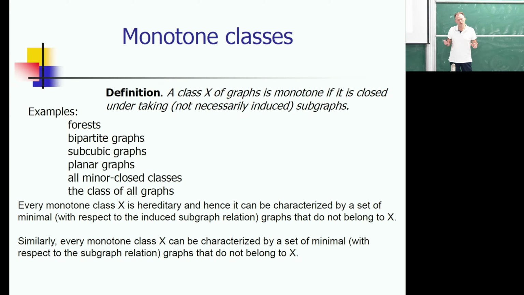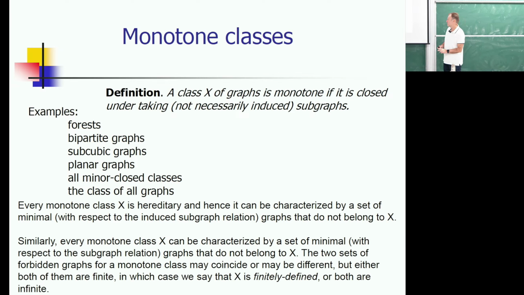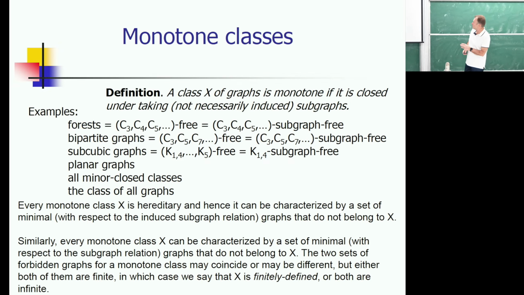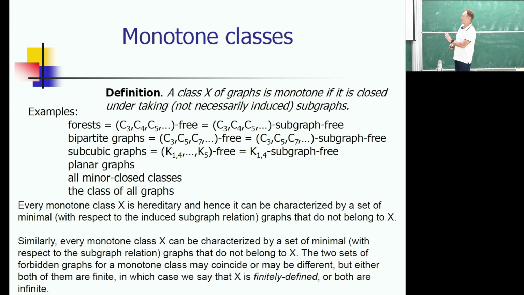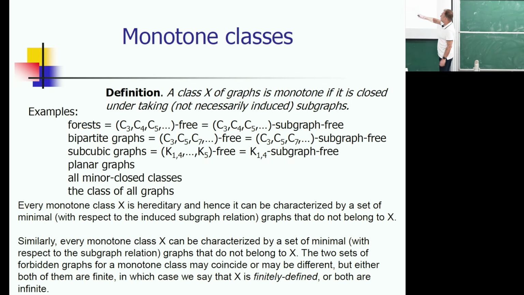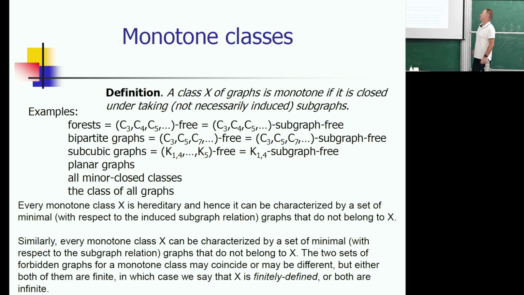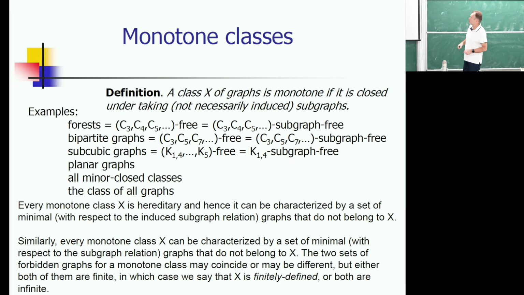The two sets, forbidden subgraphs and forbidden induced subgraphs, may coincide or may be different, but what is important for us is that either both of them are finite, in which case we will say that our class is finitely defined, or both of them are infinite. For instance, in the case of forests, the two forbidden sets coincide. In both cases, I use the word free for forbidden induced subgraphs, and subgraph free for forbidden subgraphs. So in both cases, it's the set of all cycles.